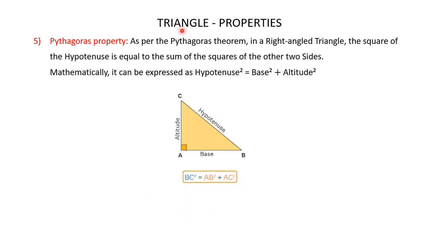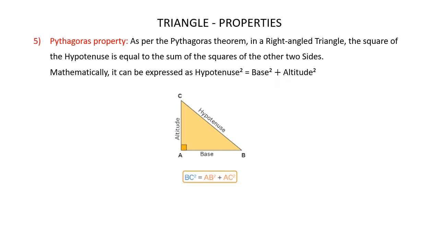Let's now look at another important property of the triangle, the Pythagoras property. As per the Pythagoras theorem, in a right-angled triangle, the square of the hypotenuse is equal to the sum of the squares of the other two sides. Mathematically, it can be expressed as hypotenuse squared is equal to base squared plus altitude squared.